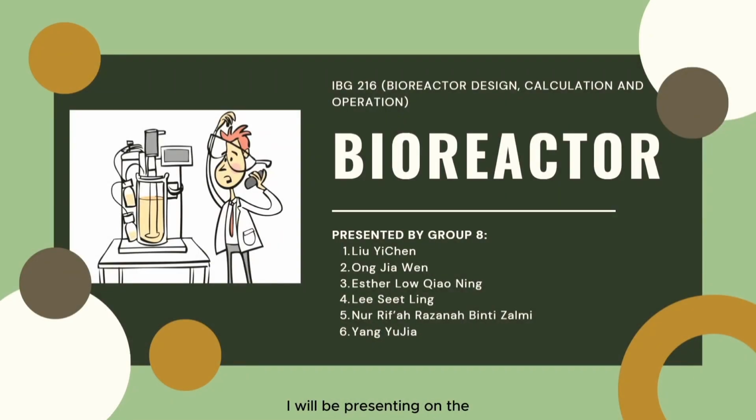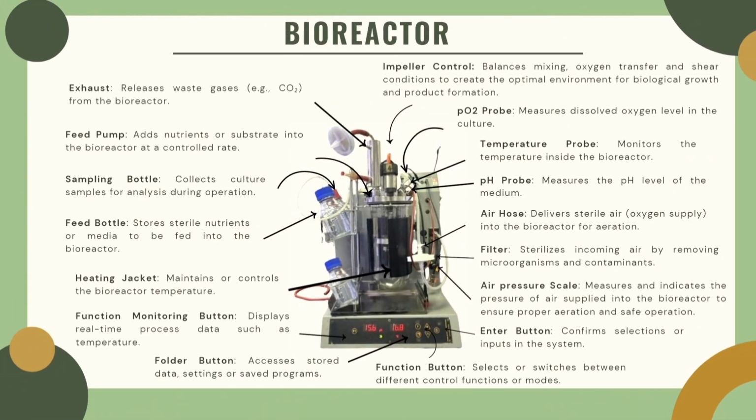Today I will be presenting on the bioreactor and its main components, which are essential in bioprocessing for growing microorganisms or cells under controlled conditions. A bioreactor is a vessel that provides an optimized environment for biological reactions, such as fermentation or cell culture, where important parameters like temperature, pH, oxygen, and nutrients are carefully controlled.